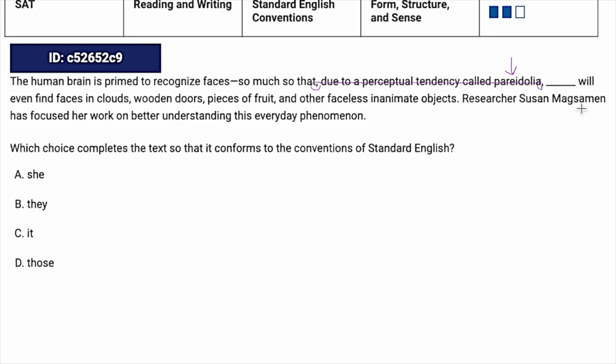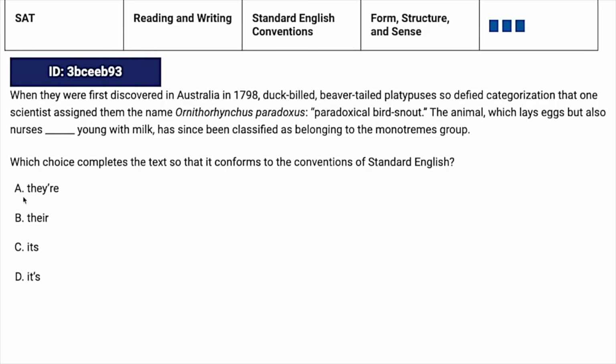And then contextually, we get blank will even find faces in clouds, wooden doors, pieces of fruit. The first thing we get is the human brain is primed to recognize faces. So, do faces find faces or does the human brain find faces? The human brain finds faces, right? Human brain is singular, so we want singular it. Our answer is C.